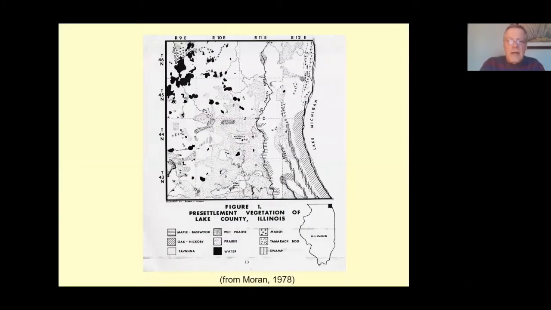Focusing in on Lake County, Moran determined from an analysis of public land survey records that over half of Lake County was savanna prior to colonization. On this map, we see that savanna, which is indicated here by the clear areas, was predominant to the west, north, and east.